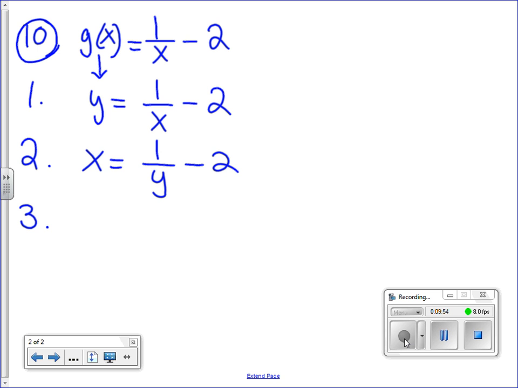Solve for y. So in this case, we have this negative 2. What is that negative 2 doing to the 1 over y? It has a minus. So it is subtracting, so once I take it across, it's going to change to addition.